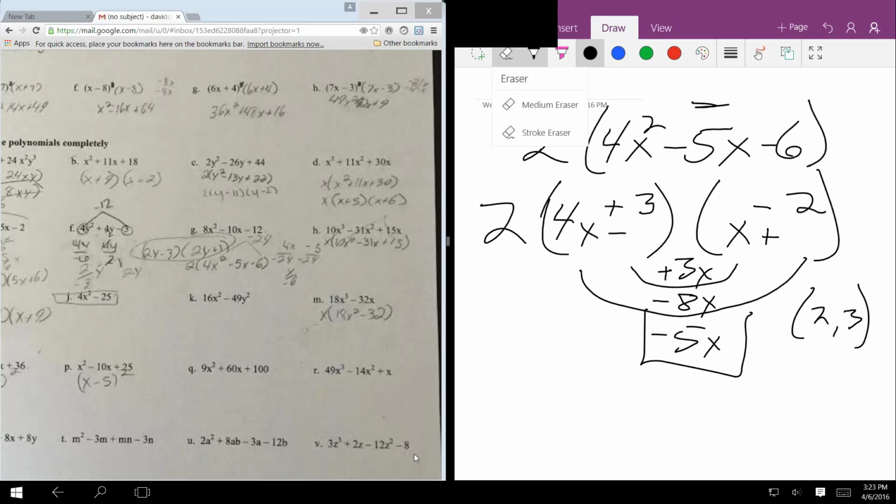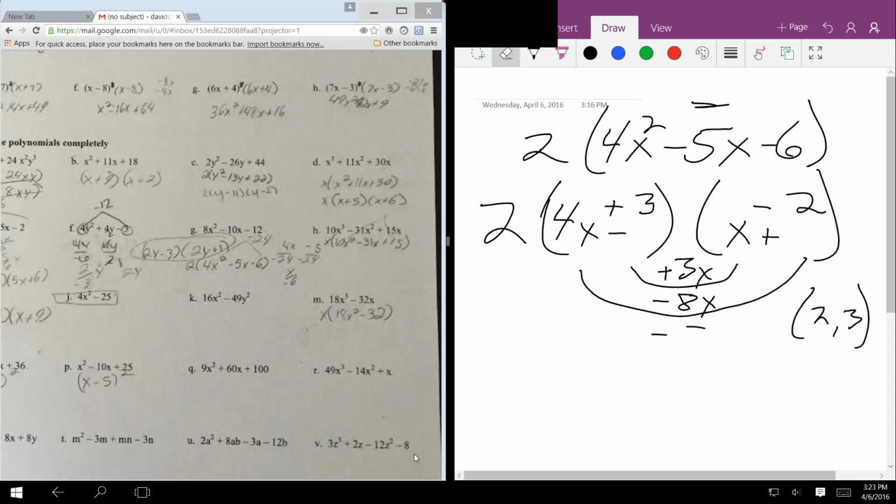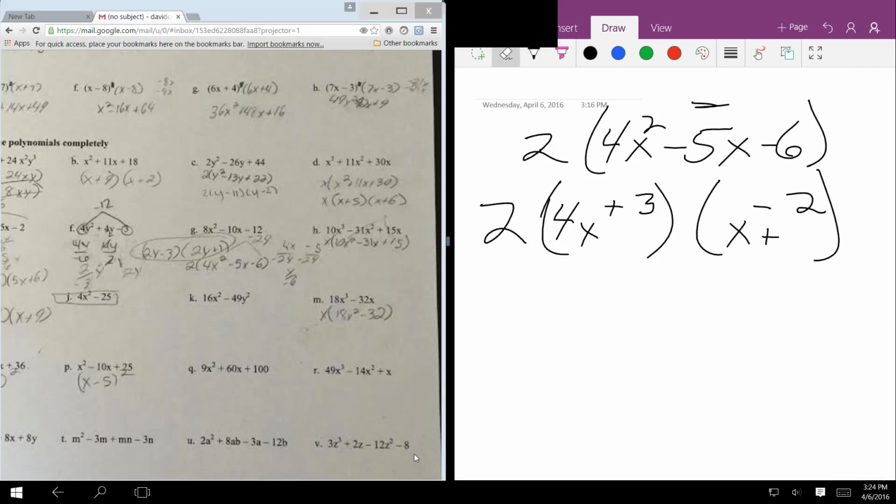So now just erase everything that we don't want anymore. I don't need that, I don't need that, I don't need that, and I don't need that. The answer is 2 times 4x plus 3 times x minus 2.